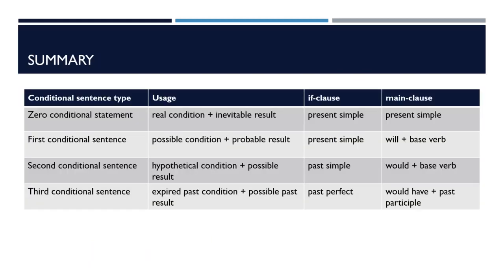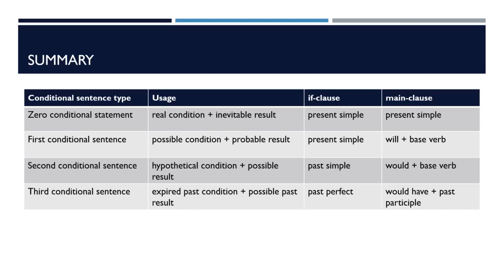Let us summarize. There are 4 types of conditional sentences: zero conditional, first conditional, second conditional, and third conditional. Usage: for zero conditional sentence, real condition plus inevitable result. In the if clause and in the main clause, we use simple present tense. First conditional sentence, the usage: possible condition plus probable result. We use simple present tense, and in the main clause we use will plus base verb.